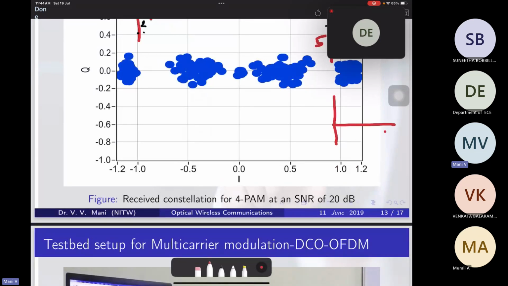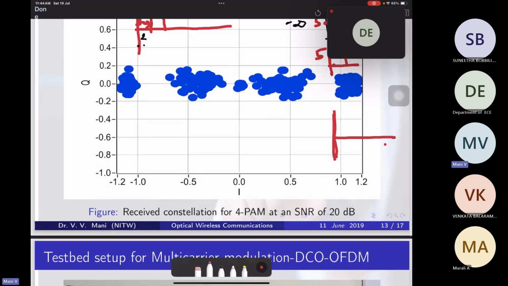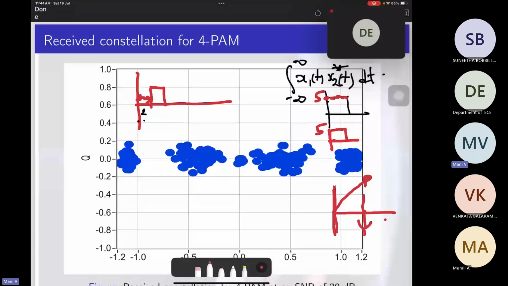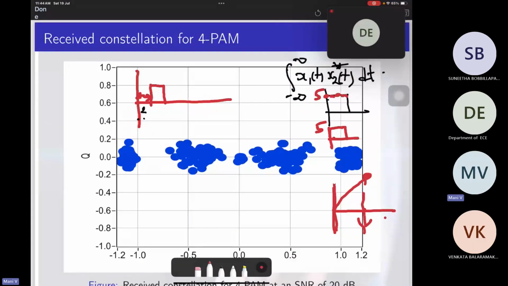When you are adding 25, 25, 25 like that, at the peak I'll get a maximum value. That is nothing but your matched filter concept. A matched filter is also a correlator, right? It functions on correlation.